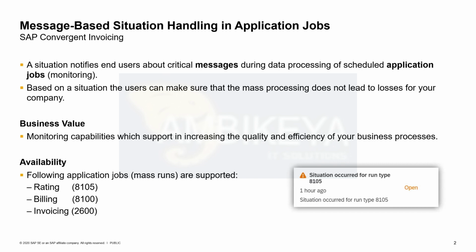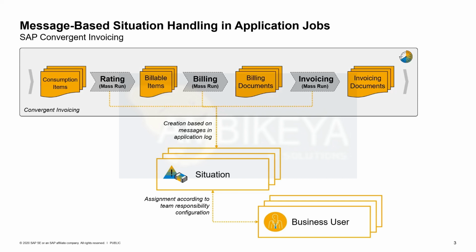And I will show you on the next slide a little bit more on a schema view how this looks. So we have the typical process chain within convergent invoicing, and coming from consumption items within the rating, we have billable items. Within the billing, we will get the billing documents, and as a result of invoicing, we'll have the invoicing documents. And basically, in all of these 3 mass applications, we are able to create situations.